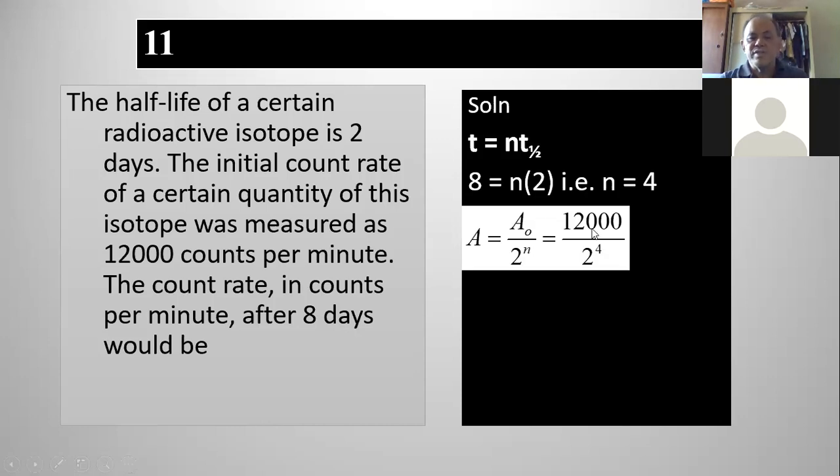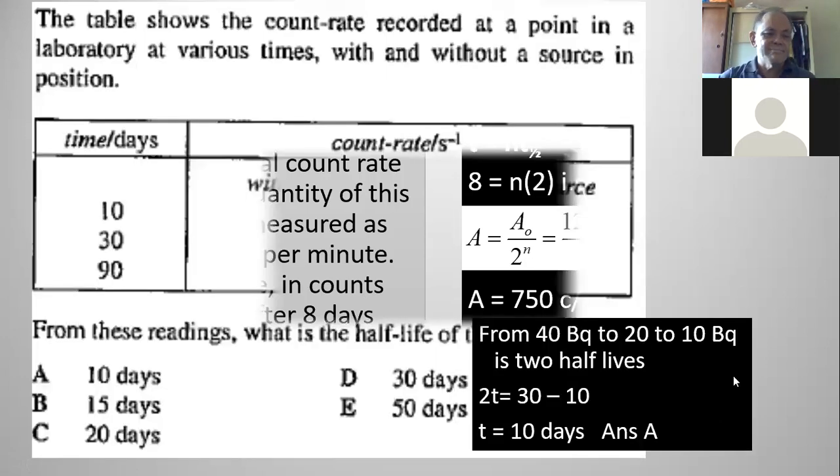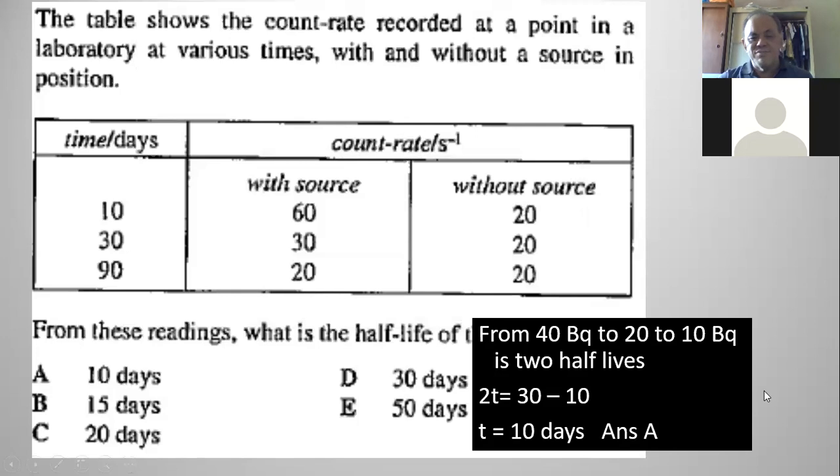And then you can use this value, the activity after n half-lives is A naught times one half to the power n, so the initial value to the power 4 to get this value. Or you can use this formula. Nothing wrong with that. Right? Whichever you prefer, you get the same answer. Or as I say, you can use the first method. Right? There are so many methods to do.